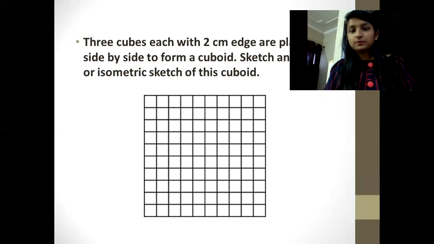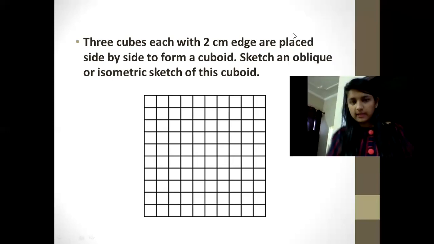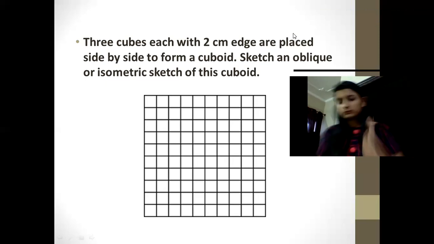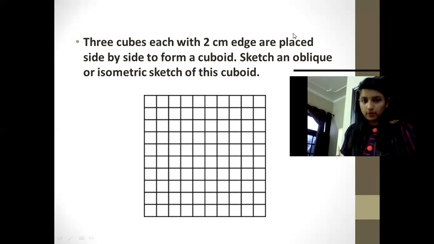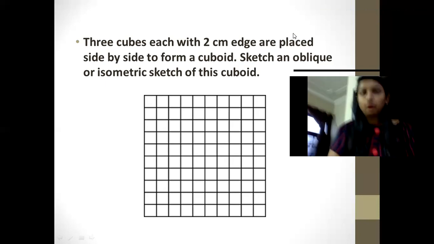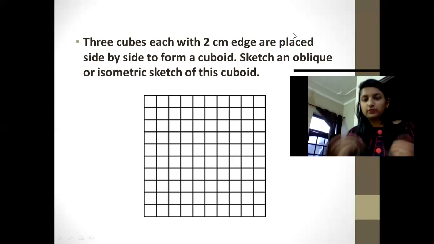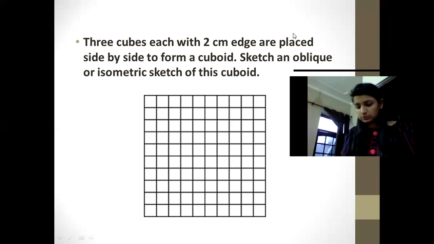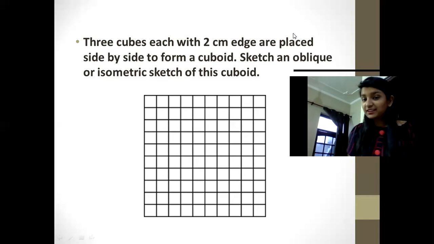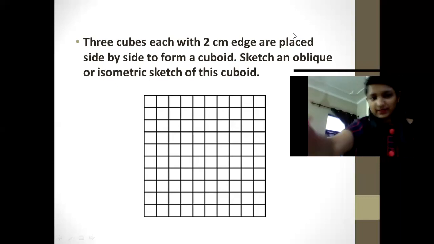3 cubes, each with a 2 centimeter edge, are placed side by side to form a cuboid. Sketch an oblique or isometric sketch of this cuboid. So they have given us the option. We can choose any option, and we would be making 3 cubes with a 2 centimeter edge. What was the edge? Edge was, yes, a line segment.